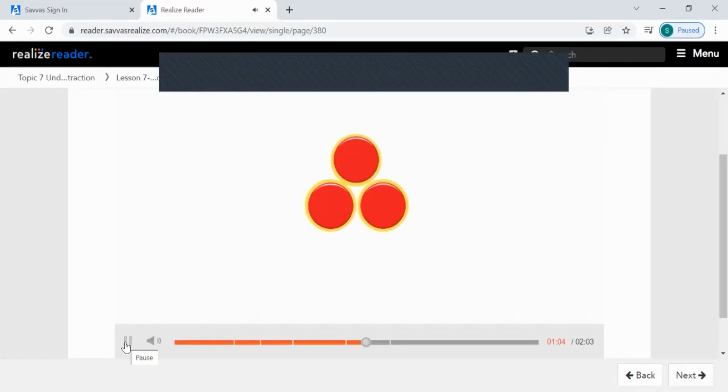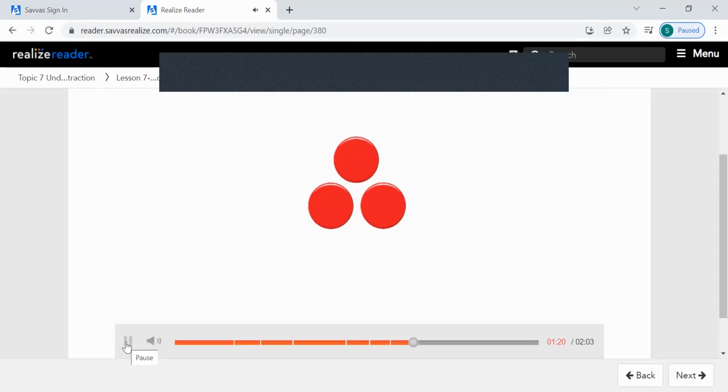How many fire hats are left? All right, can you count those? How many are there? 3. 3 fire hats are left. How do you know? Because there are 3 counters left, and each counter is representing a fire hat. 3 counters are left in the group.